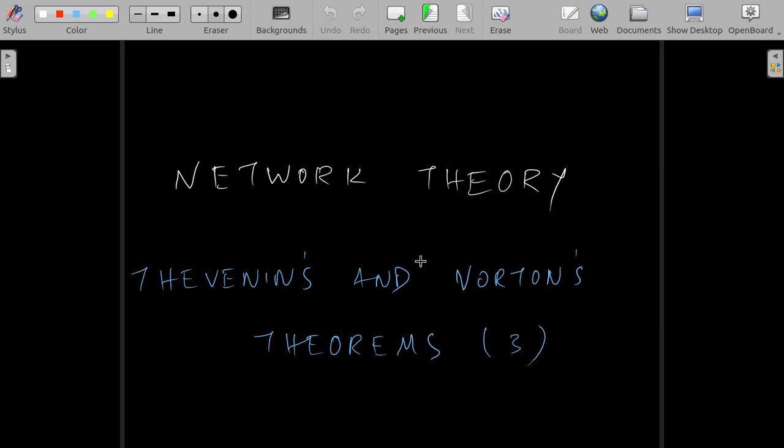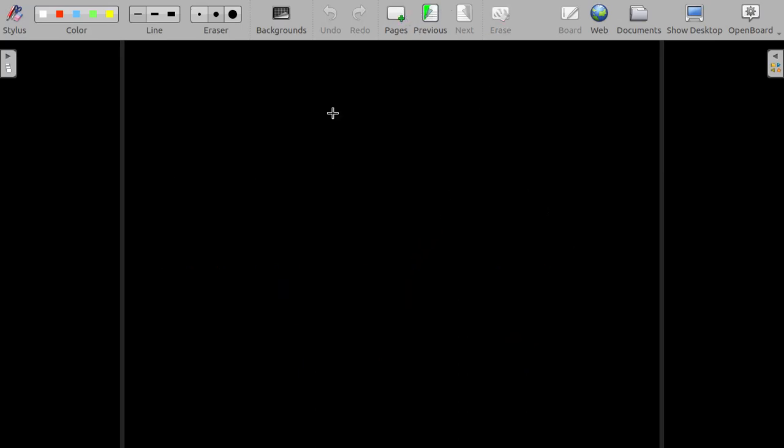We are continuing with Thevenin's and Norton's theorem, and we'll be doing category 2 and category 3 type of problems in this one. So category 2 means both dependent and independent sources.